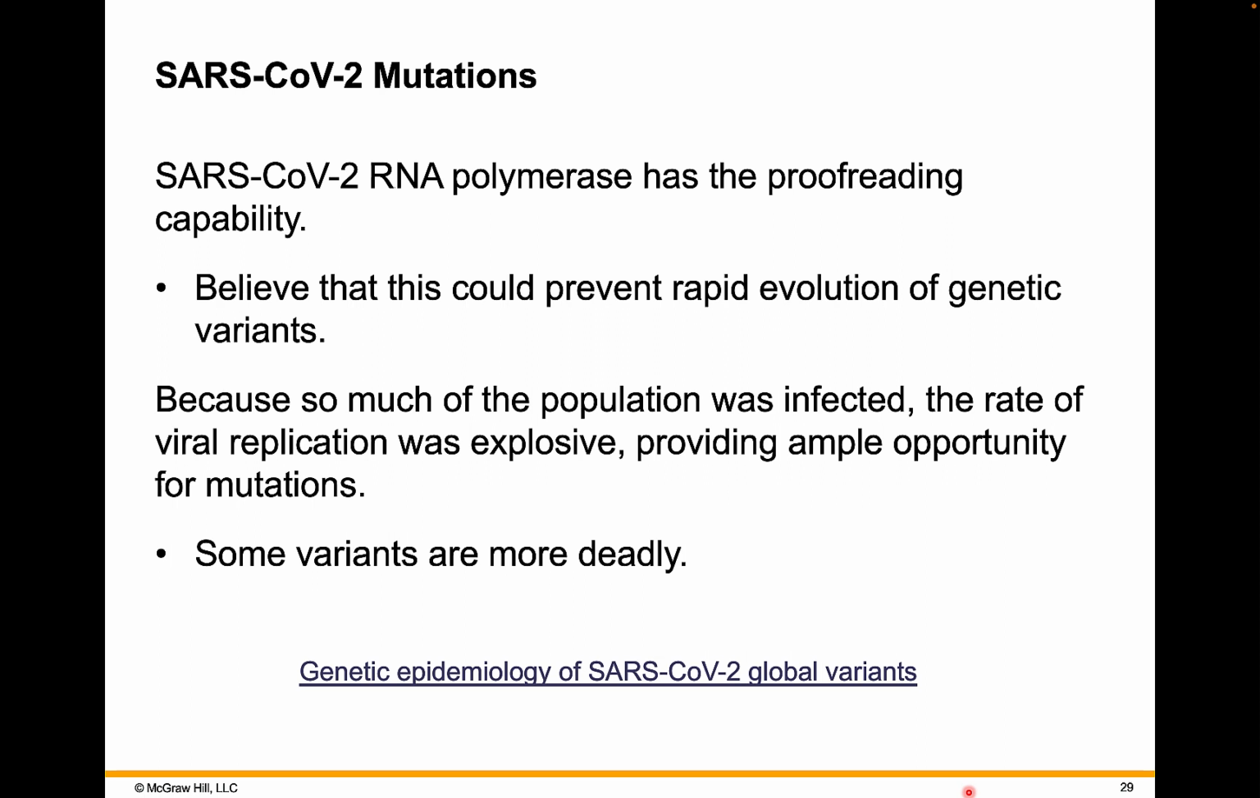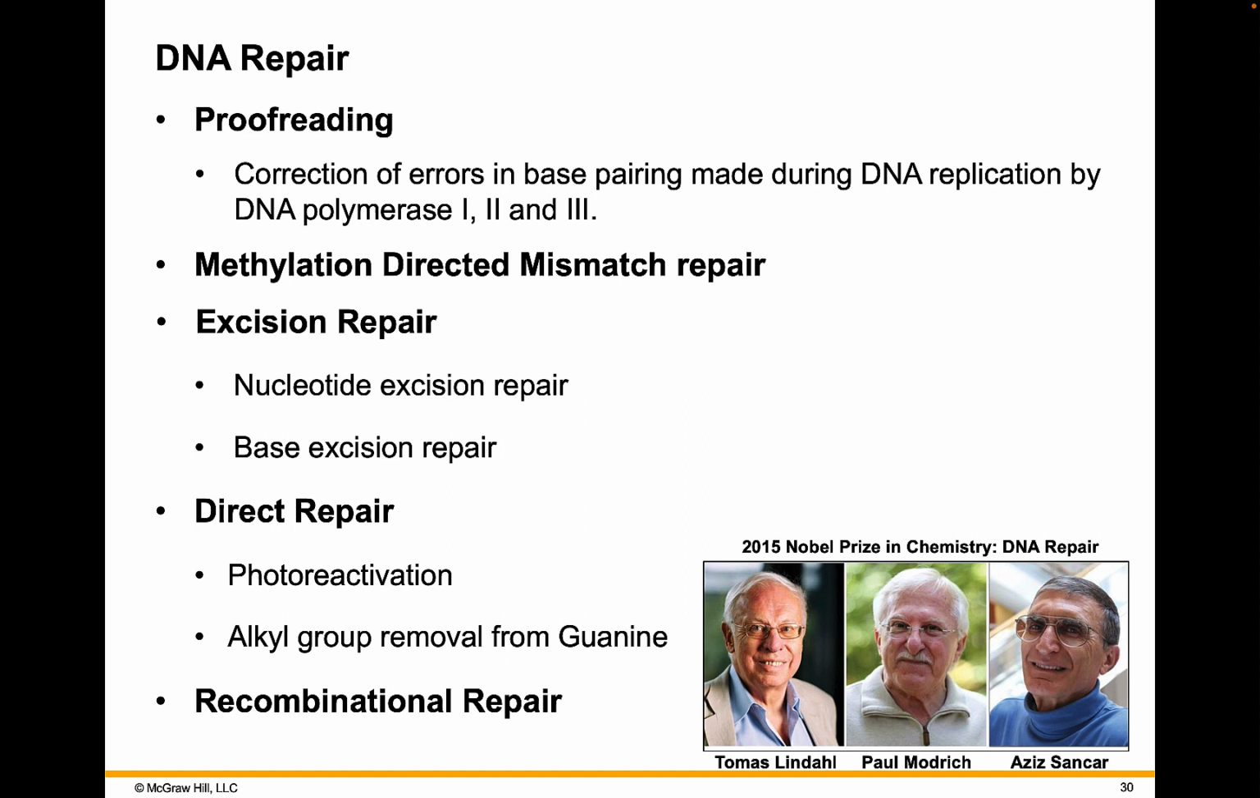This shows how mutations affect our lives as well in a pandemic or any kind of disease. After that, we are talking about DNA repair, and there are two parts to it. The first, which we are not going to talk about, is proofreading. Proofreading is an inbuilt mechanism for correction of base pairing errors during DNA replication, and it is done by DNA polymerase 1, DNA polymerase 2, and DNA polymerase 3. DNA polymerase 3, as you know, is the main replicating enzyme.